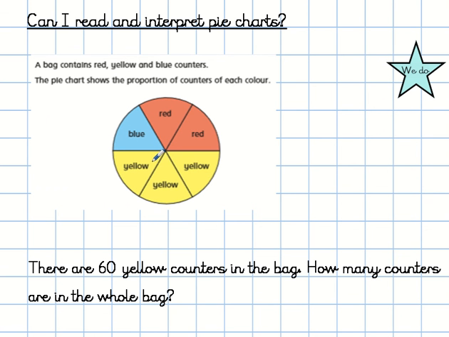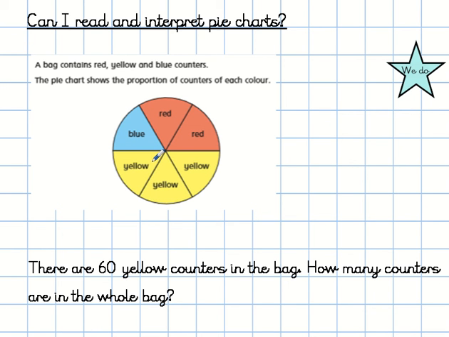And here we can see that a bag contains red, yellow and blue counters. And the pie chart shows the proportion of counters for each colour. So here it says there are 60 counters in the bag. So how many counters are in the whole bag?